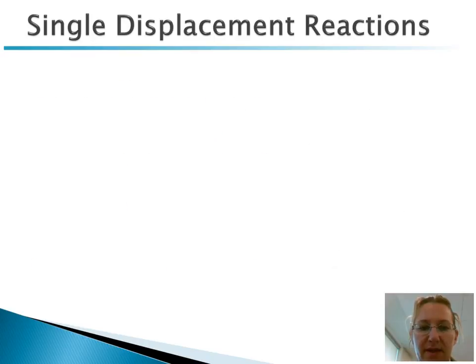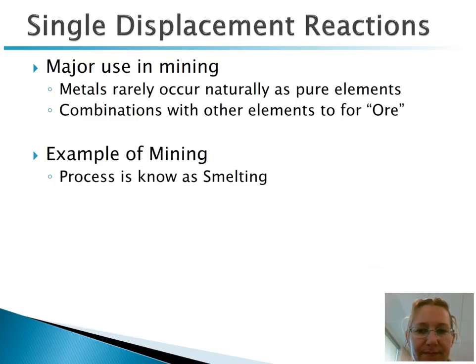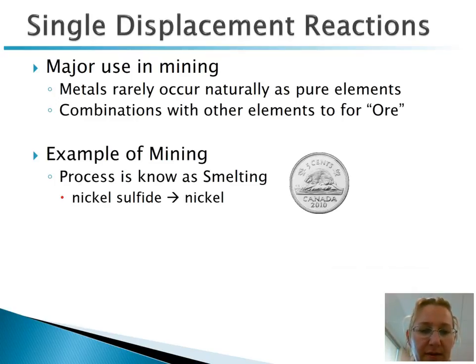So because of this, single displacement reactions are used a lot in society in mining. Okay, we know metals rarely occur as pure elements. They're actually combinations of other elements, and they form ore. So what actually happens in mining is what we call smelting. So if we look at, for example, nickel, we mine nickel sulfide, and it undergoes a couple reactions, one of them being a single displacement reaction, to actually extract the pure nickel from the nickel sulfide.